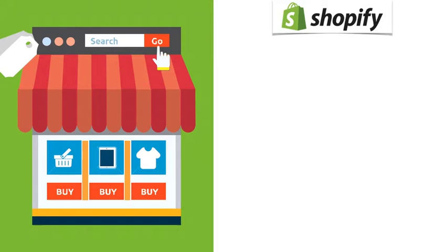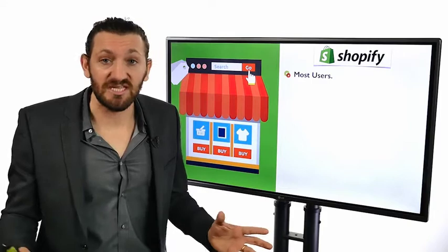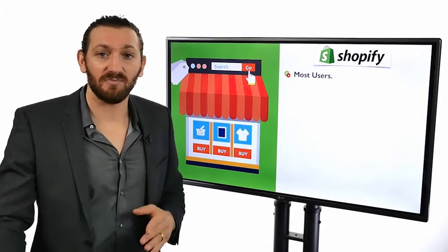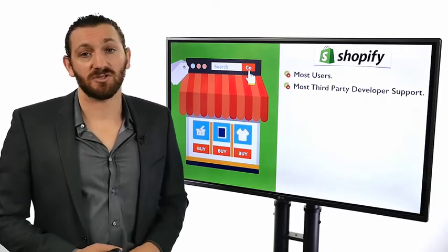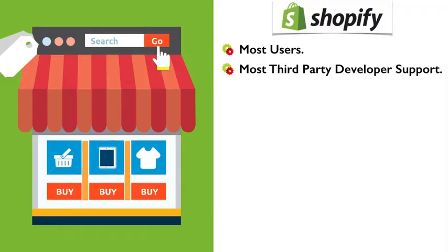The reason Shopify is by far the best platform you could possibly choose, there's a number of reasons actually. Number one, they've got the most users. They literally have the most stores on their platform. They've got 200,000 plus stores, which is a huge gap away from any of the other platforms, which enables all these other things I'm going to tell you about. It means that they have the most third-party developer support. So basically all the best developers in the e-commerce world are building integrations and applications for Shopify because there's the most users to sell those integrations to.